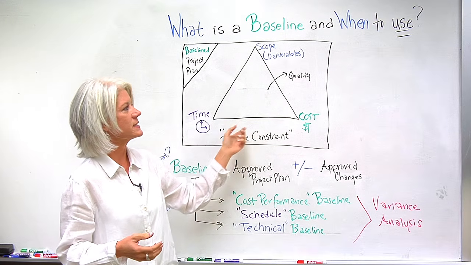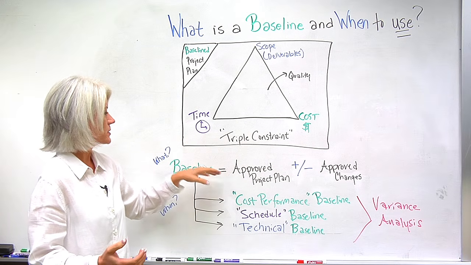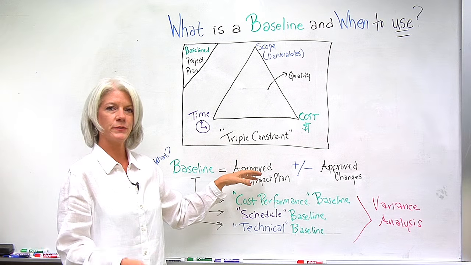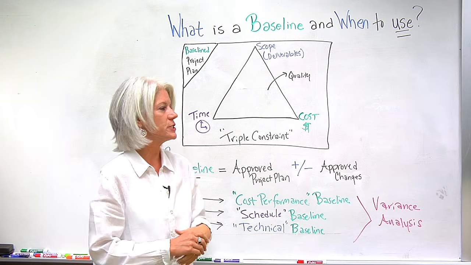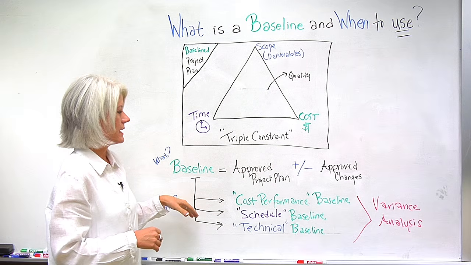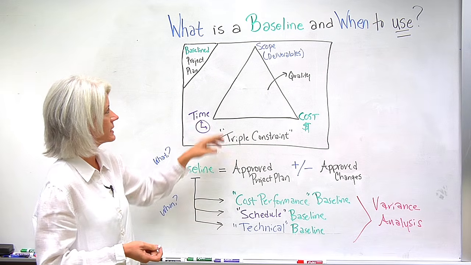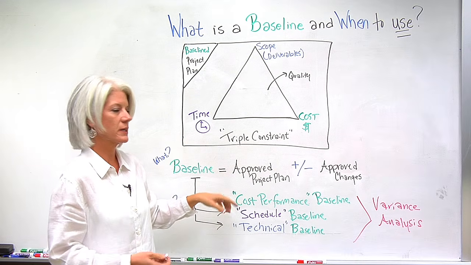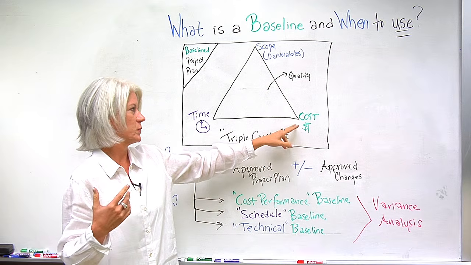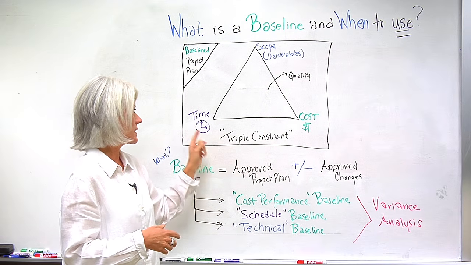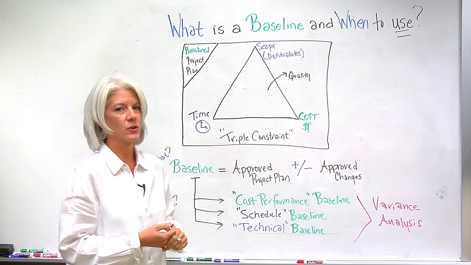So if we look at this, in the beginning we have an approved project plan. The baseline equals the approved project plan that we begin with, plus or minus any approved changes. The baseline has different components. If we're looking at the components of the triple constraint, each one of these has a measurement component. So we have the cost performance baseline dealing with the cost, the schedule baseline dealing with the time, and the technical baseline for the technical requirements.